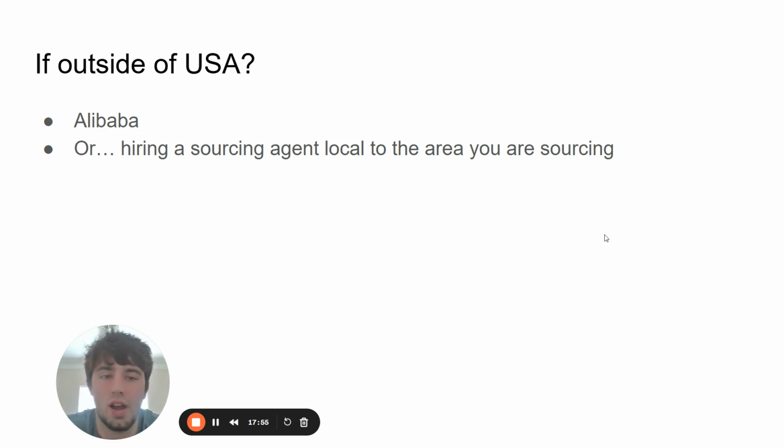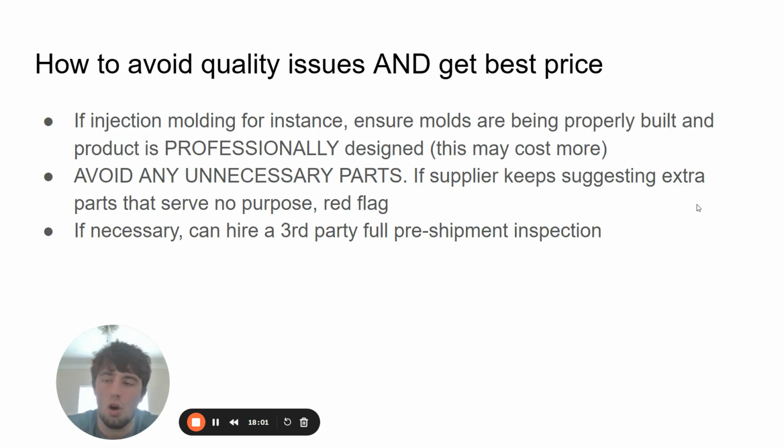And you want them to have a good track record of success and experience doing that. So how do you avoid quality issues and get the best price? This is another one that a lot of people don't put much time into. If you're injection molding, for instance, which is very popular with plastic products, you want to ensure the molds are being properly built and the product is professionally designed.